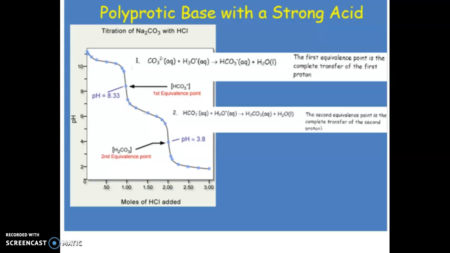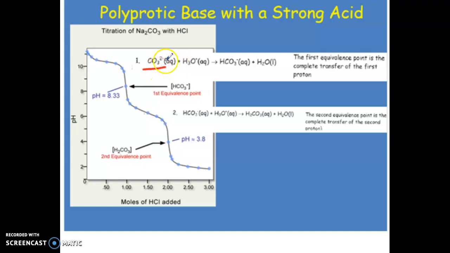Okay, so looking at a polyprotic base with a strong acid. The polyprotic base means essentially that it can accept more than one hydrogen ion. So typically, we would be dealing with the conjugate bases of those polyprotic acids. For example here, the carbonate ion, if you look at the charge, is a -2, so it has room for 2 hydrogens to essentially be added.